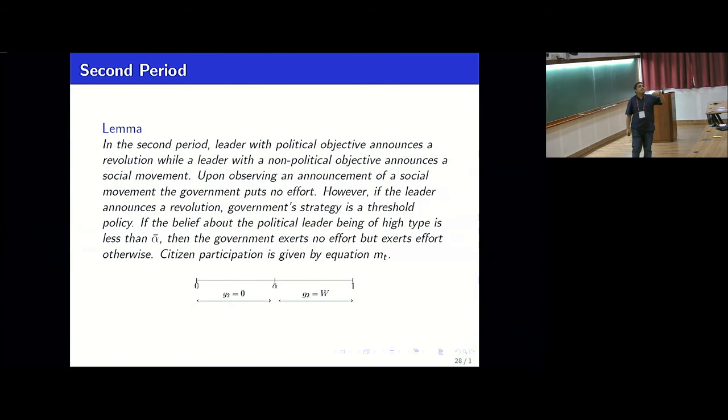We only say that citizens look up to the leader, and if they believe that the leader is of higher quality or ability, then they will participate, because this leader is most likely going to bring success for us. That's all. Okay.